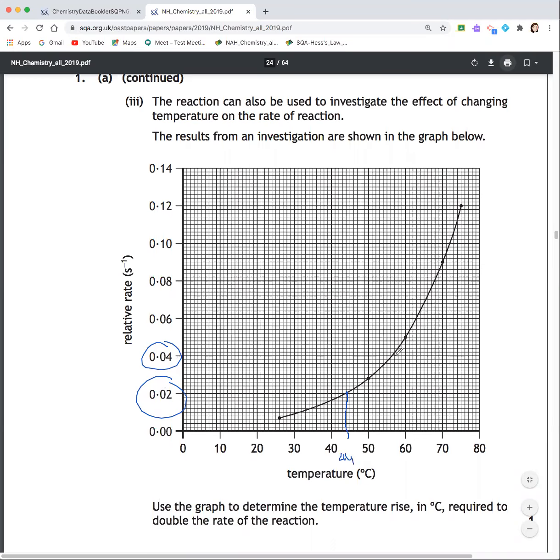And for 0.04, it was 56 degrees. So that's a temperature change of 12 degrees Celsius. So that would be the temperature rise you would need to double the rate. You should find it was 12 degrees whether you picked 0.04 and 0.08 to compare, or 0.06 and 0.12, it should still always be 12 degrees.